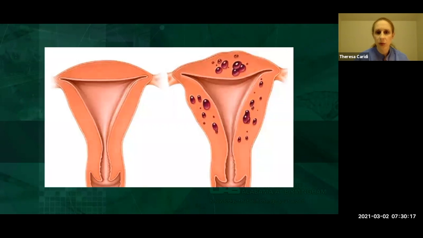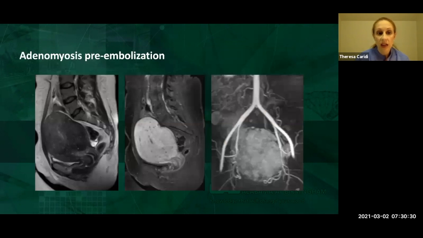This is just a very simple graphic of what adenomyosis looks like. Normal uterus on the left, adenomyotic tissue on the right. You see those little cystic spaces and expansion of the junctional zone that you see in adenomyosis. Now we'll look at that on imaging.